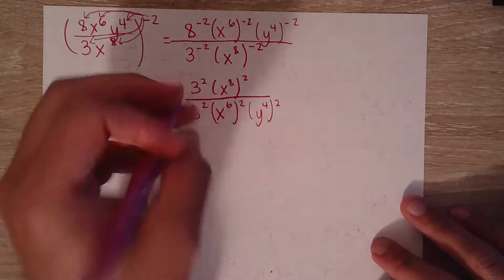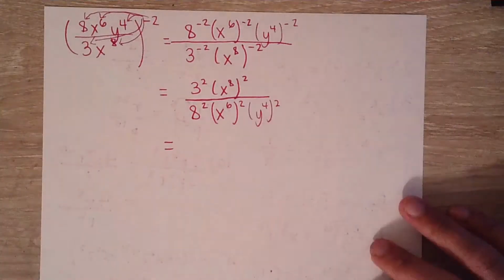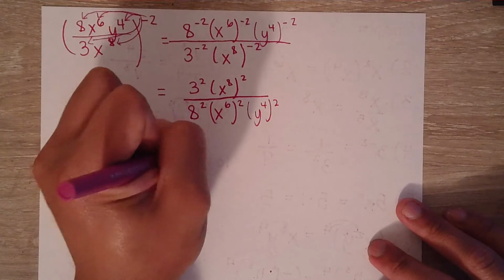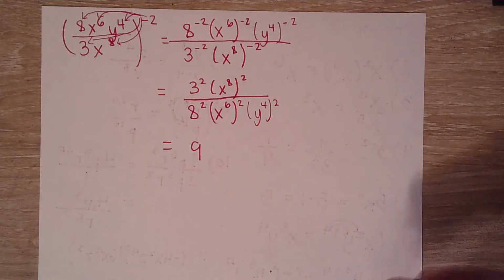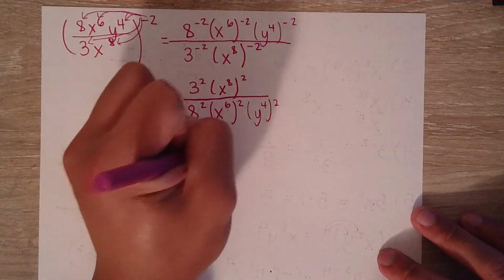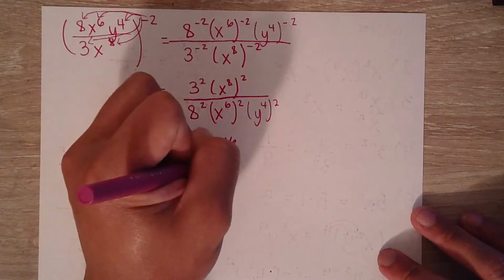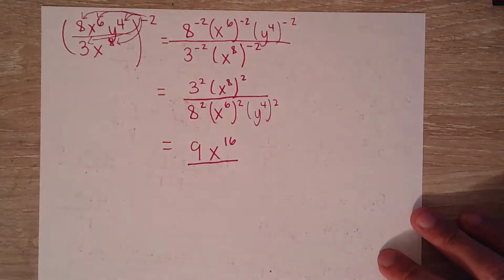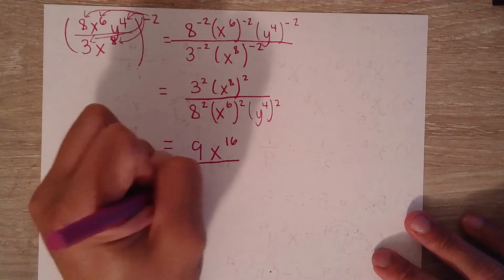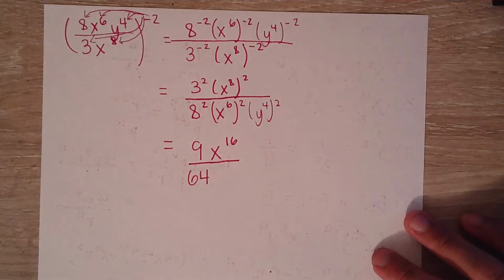All right, so let's go ahead and start to simplify this. 3 squared gives us a 9, right? 3 squared is the same thing as 3 times 3. Now x to the 8th power raised to the 2nd power. Using our rule, we multiply those exponents, so that becomes x to the 16th power, all divided by 8 squared. What does that give us? That gives us 64, 8 times 8.